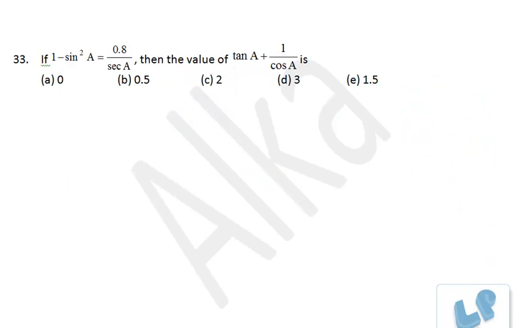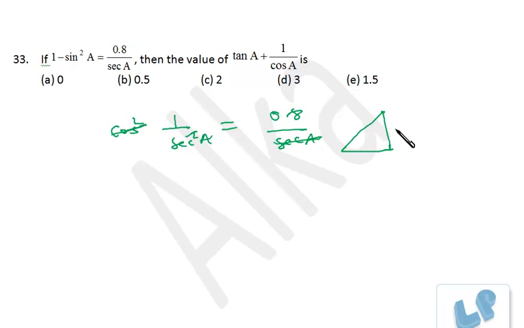Now this question, here 1 minus sine square A is this. We have to find out the value of this. Now 1 minus sine square A is what? Cos square A. And cos square A is what? 1 upon sec square A, which is equal to 0.8 sec A. So that means 1 upon sec A is 0.8. That means cos A is 0.8, right? Cos A is 0.8. That means I can say it is 8 by 10. So this is 8, this is 10.